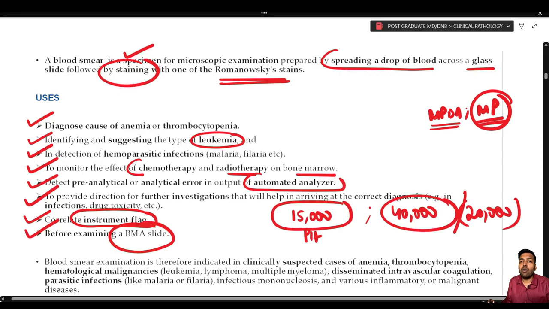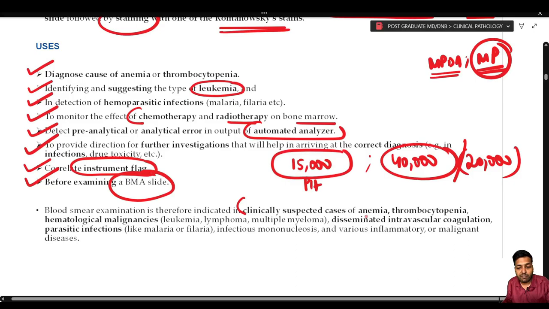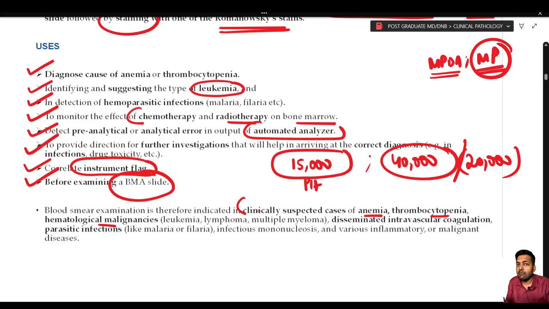You have to make sure in your mind that when a PBS is coming to you, you know the requirements, what the treating clinician wants from you. Blood smear examination is therefore indicated in clinically suspected cases of anemia, thrombocytopenia, or hematological malignancies like leukemia, lymphoma, multiple myeloma, disseminated intravascular coagulation, and in conditions where you suspect parasitic infection, for example, when fever with chills is there.